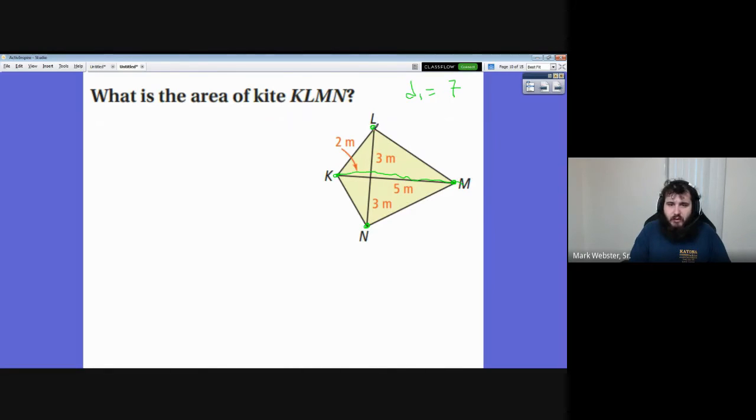Same thing here. We look here. We've got 3 and 3 from L to N. So this second diagonal is 6. So now all I'm going to do is 1/2 times the product of the diagonals. So let's plug that in. 1/2 of 7 times 6.